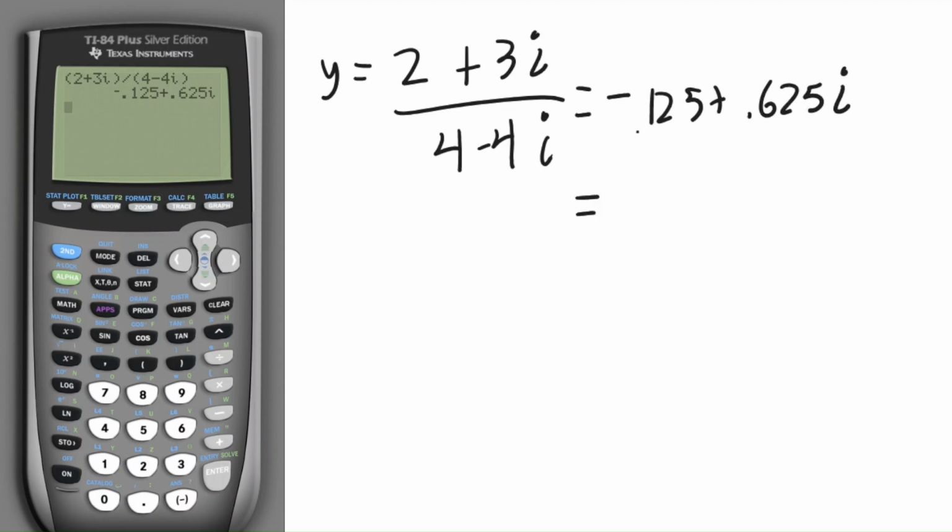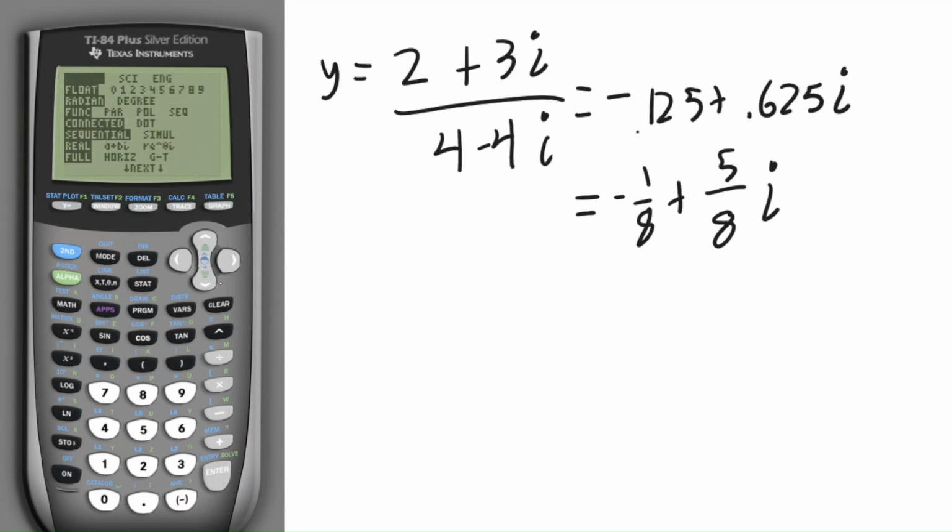And if you want to put that into a fraction, I would recommend you go to math, and then fraction. Don't need to do num. And then just go there, and that gives you negative 1/8 plus 5/8i. Sweet. Now, what's going on with the mode here, though, that I showed?